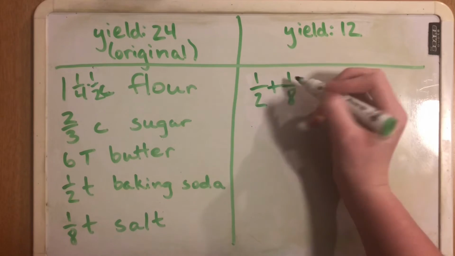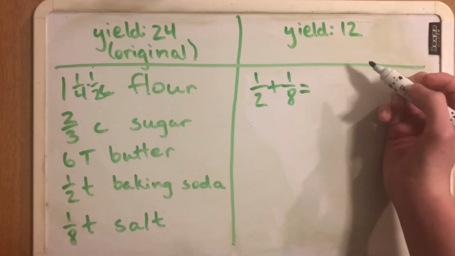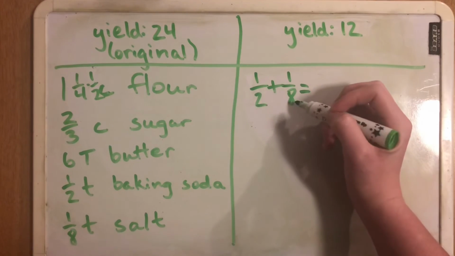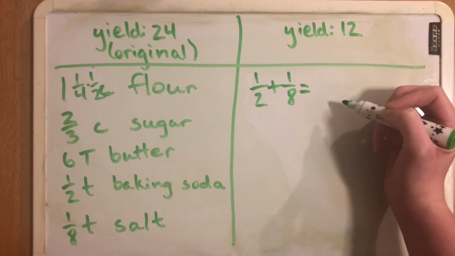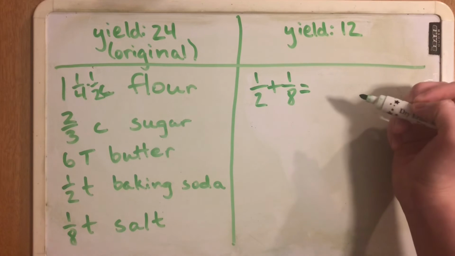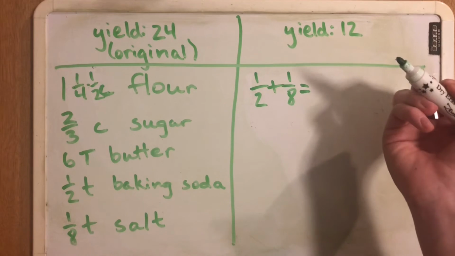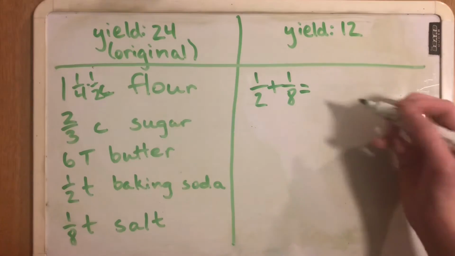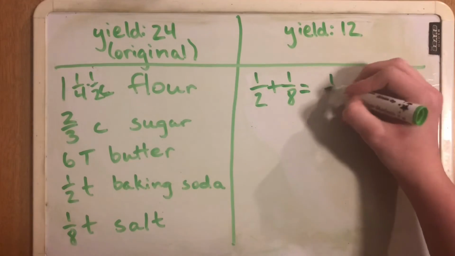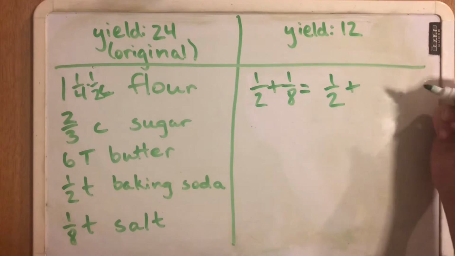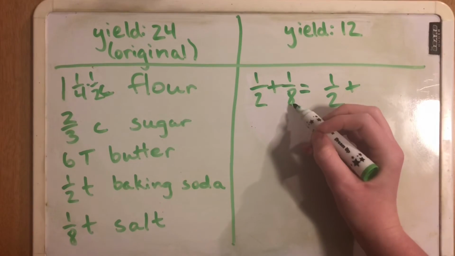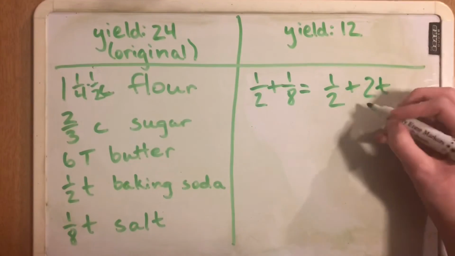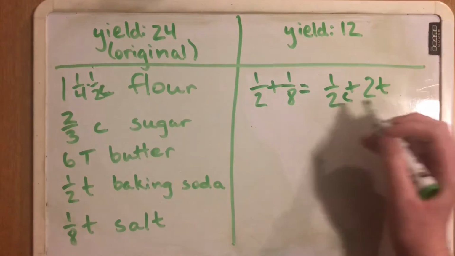And then I'm gonna add these together. Now, if I went through the whole process of making a common denominator and adding them up, I would get 5/8. But if I ask you to scoop 5/8 cup of flour, you're not gonna scoop it like that. So we're gonna keep it at 1/2, plus we know that 1/8 of a cup is 2 tablespoons. So 1/2 cup plus 2 tablespoons.